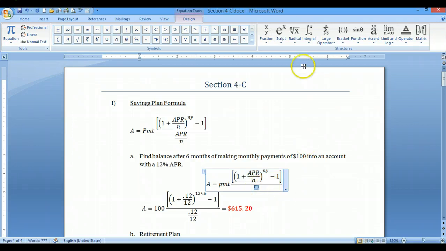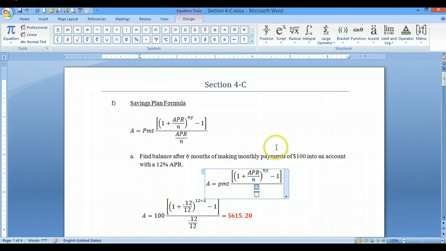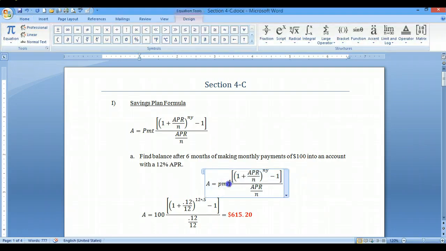Now I'm going to click in the bottom, give myself another fraction, and press my over arrow button, give myself APR, down arrow button, or over arrow, divided by N. Now that you have it put in there, you can copy and paste this for the next time you need to make or use this formula, and then just go in and replace what you need.